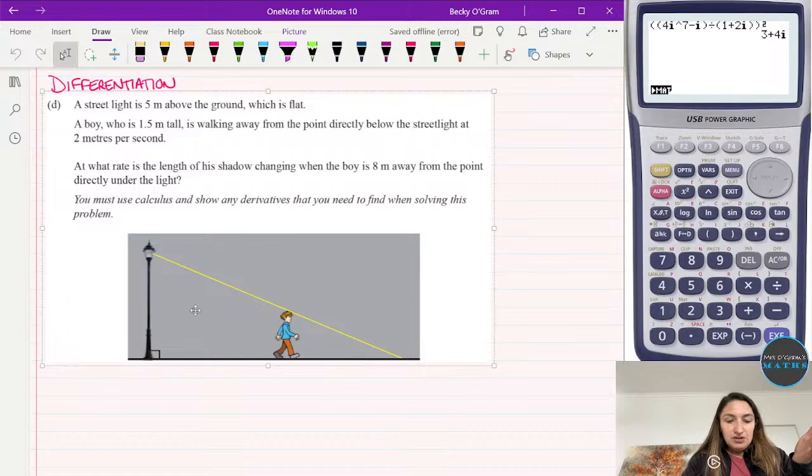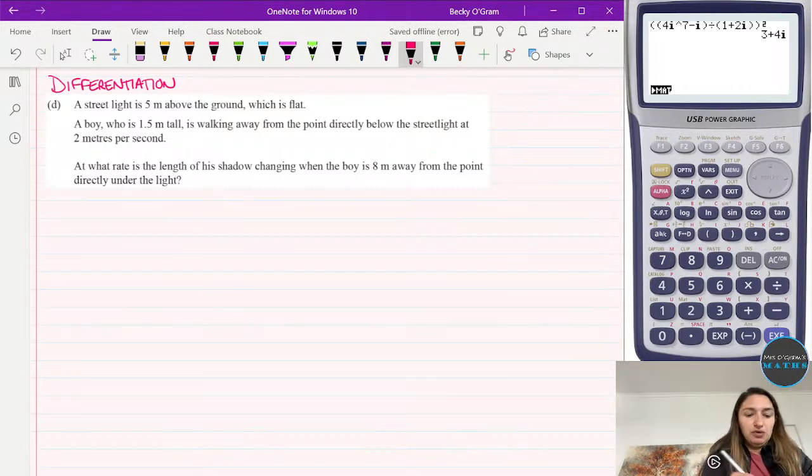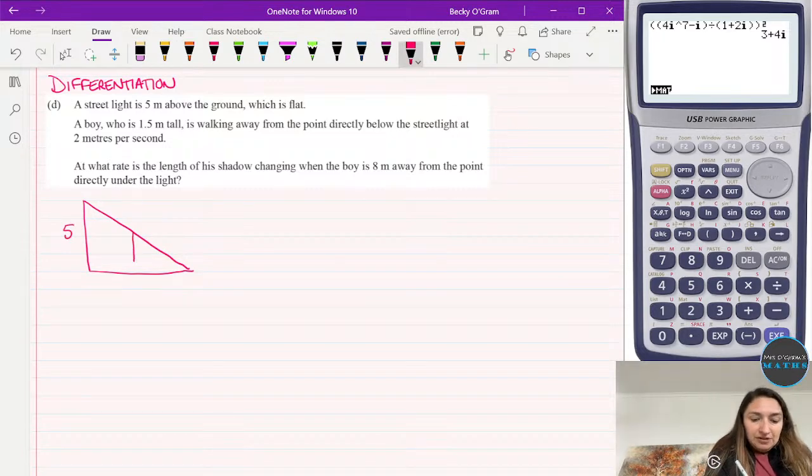Now I'm just going to, let's see if I can, I did prepare this earlier so that I can just remove the picture for a minute to give me a little bit more space, and we'll draw it back on, but in a way that's a bit more useful. So the bigger triangle that we had there had a height of 5, and we have the smaller triangle that's got a height of 1.5 for the height of the boy.